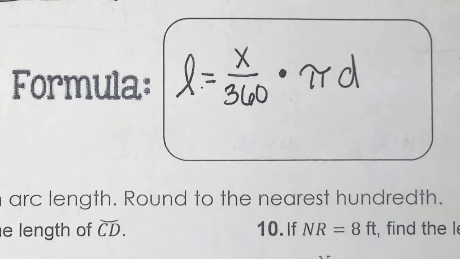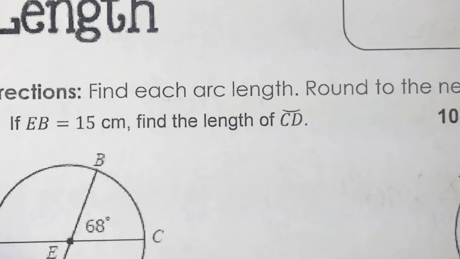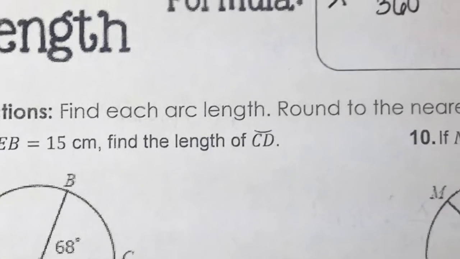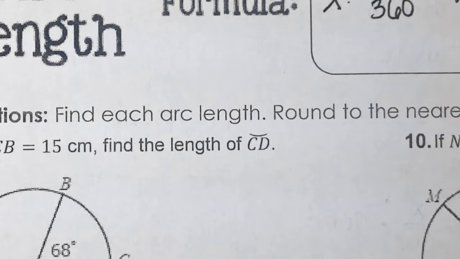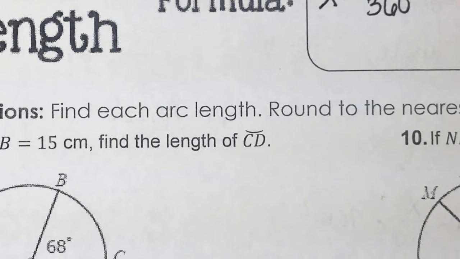Alright, so now we're looking for arc length. Not the full distance around a circle, but part of the distance. Find each arc length, round to the nearest hundredth. And number 9, it says EB is 15. And then it says find the length of, what do you think that says right there? It's a new symbol for y'all. There you go. Find the length of arc CD.